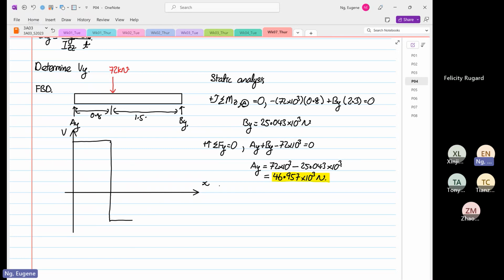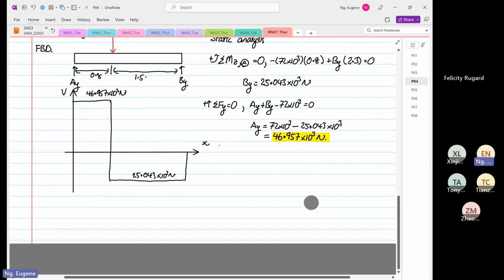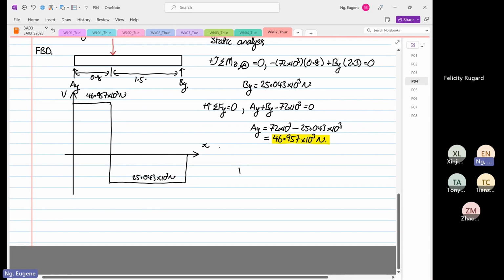And then when it comes over here, By will push it up. So this value is equal to 46.957, and over here is 25.043 times 10 to the power 3 Newton. Okay, so we have determined that our V max, or Vy max, or Vy is equal to 46.957 times 10 to the power 3 Newton.